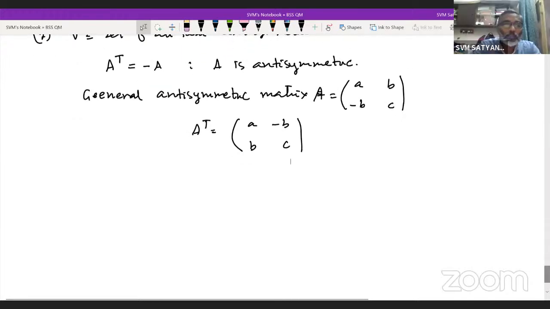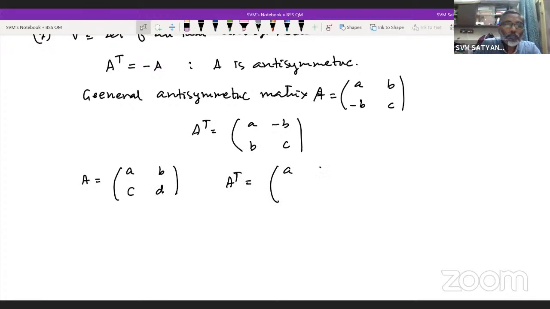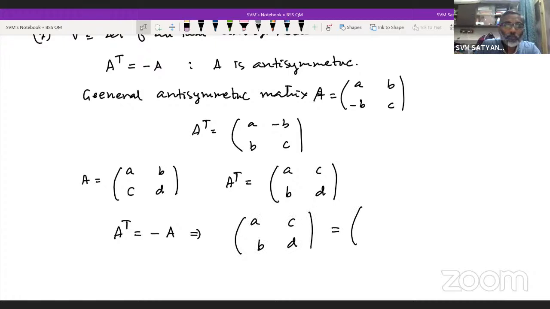So let us say that A is equal to, let us put all the elements A, B, C, D, and A transpose is equal to A, C, B, D. Now I want A transpose to equal minus A. That means my A, C, B, D must be equal to minus A, minus B, minus C, minus D.